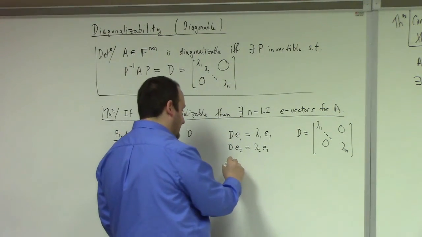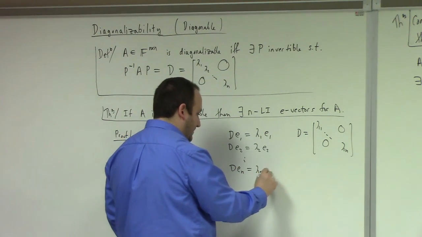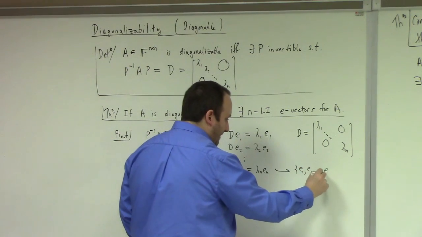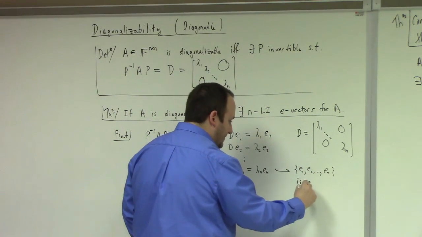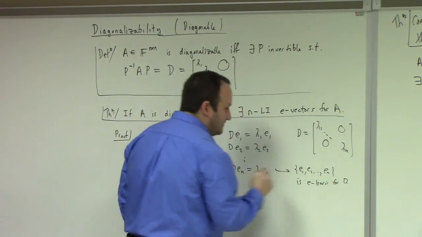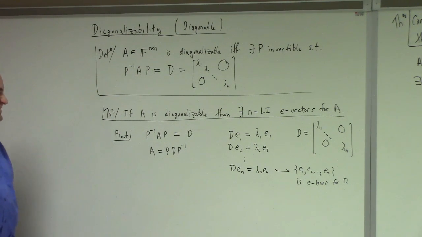So in particular, that tells me that the standard basis is an eigenbasis for D. But I don't need an eigenbasis for D, I need an eigenbasis for A. So how do I get from D to A?